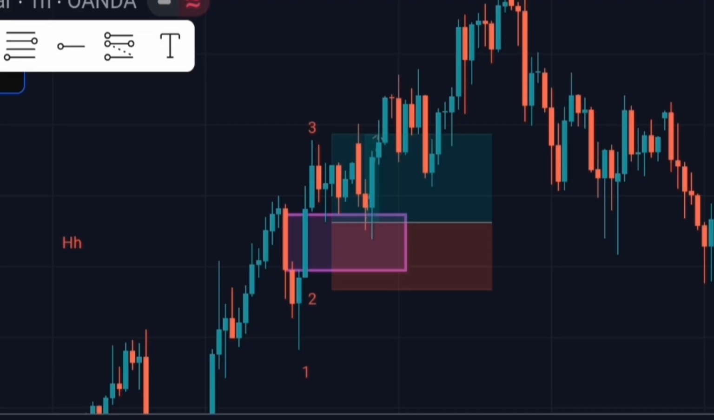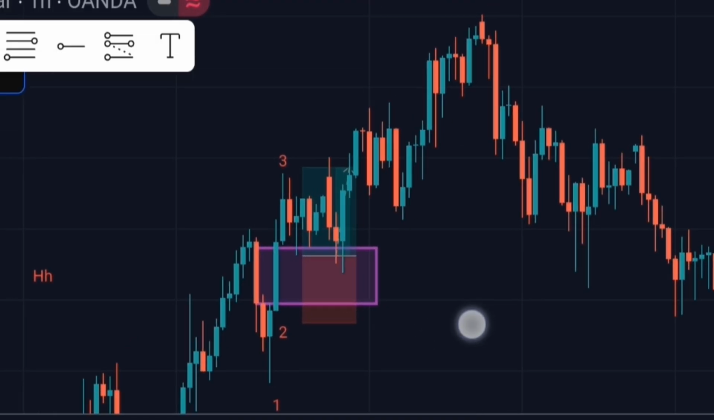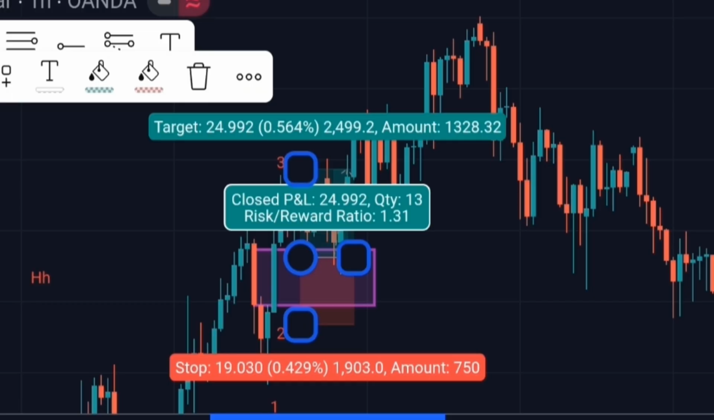It was every time, you know. You could have entered here. You know, that's how you identify a fair value gap. We could look for more fair value gaps.